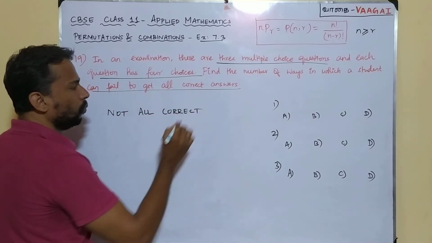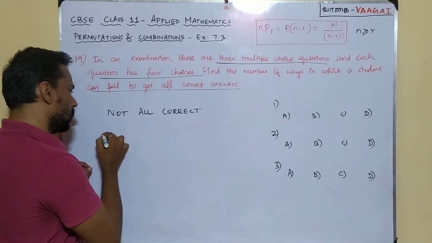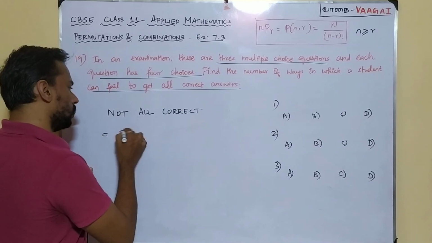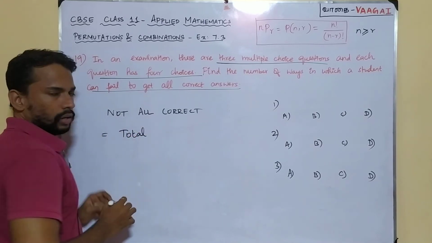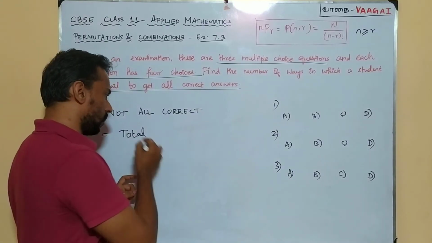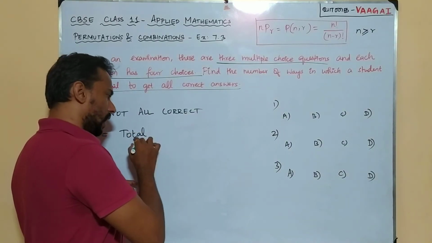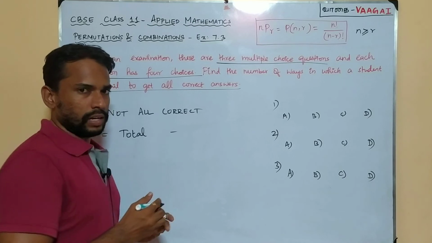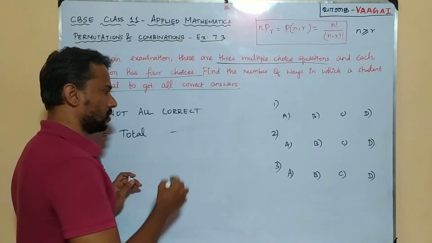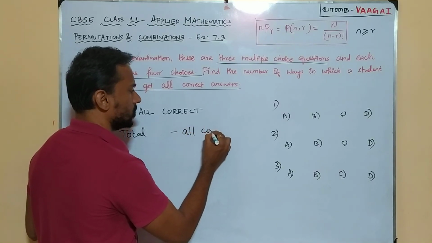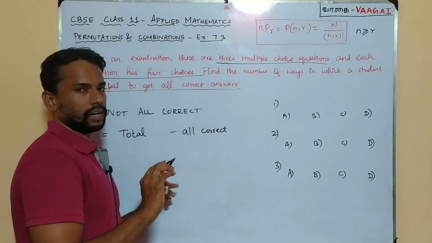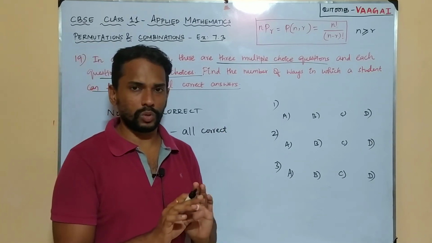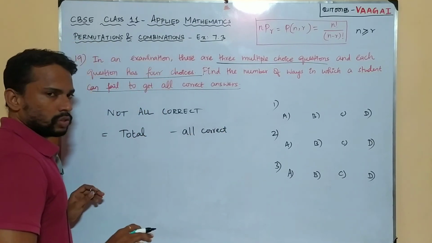So now how we can handle this problem is, to find this answer, we will just do a simple thing. From the total number of possible ways, we will subtract all correct answers. That is, all the 3 questions he is going to attend correctly. So this we will calculate.